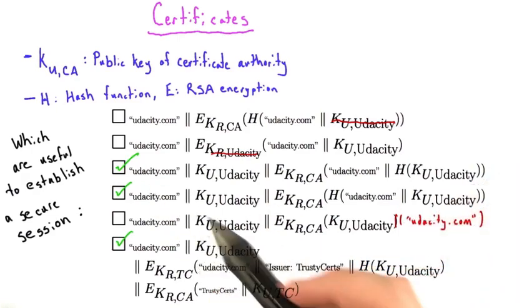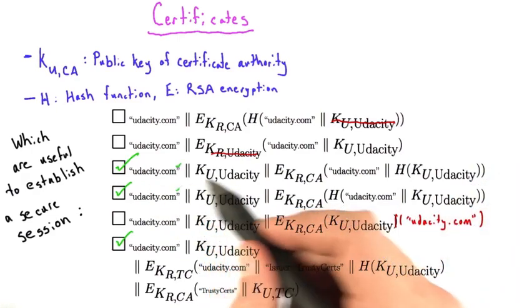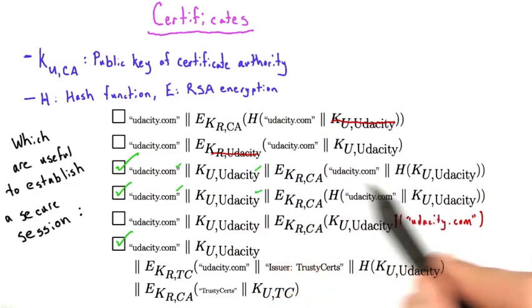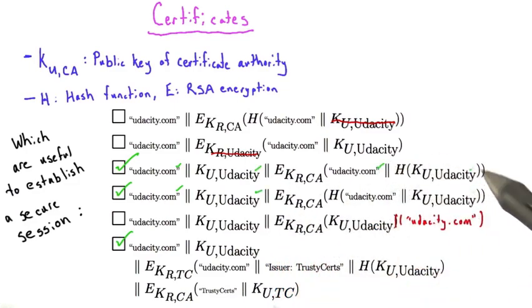The third and fourth ones are useful. We have our hostname, we have our public key, and both of these are inside the encryption. For the sixth option, this is a certificate chain. We have from the certificate authority the public key of TrustyCerts, and then TrustyCerts signs the public key of Udacity and binds it to Udacity.com.